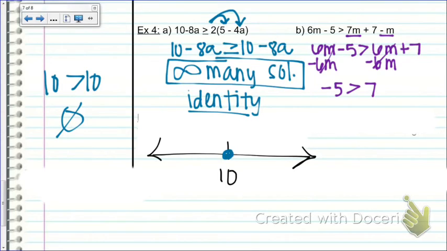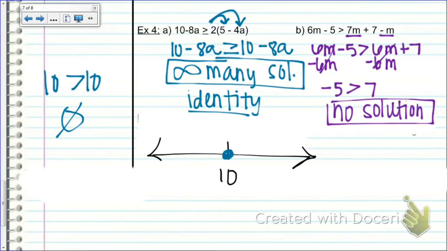So, what do we say here? No solution. You do not have to write the words no solution. You can also use the circle with the line through it. They mean the exact same thing. Sound good? What if the answer came out to negative 5 less than 7? Is that true? Is it always true? So that would be infinitely many solutions. Okay, does that make sense? So if it's a true statement, it's infinitely many. If it's a false statement, it's no solution.